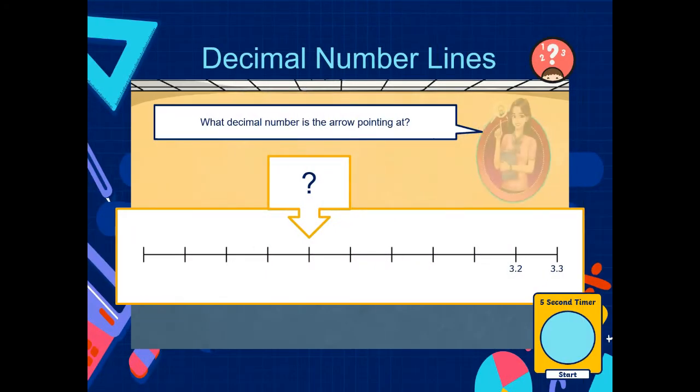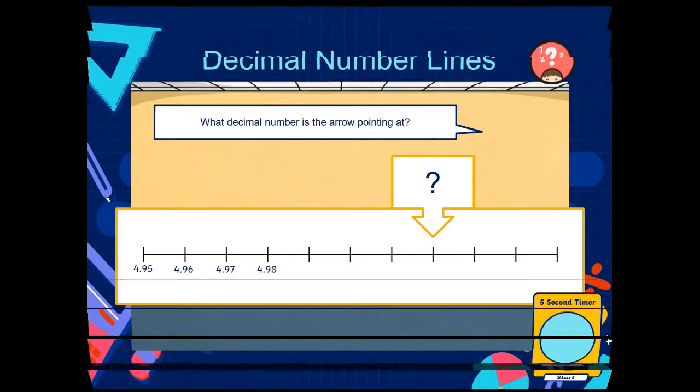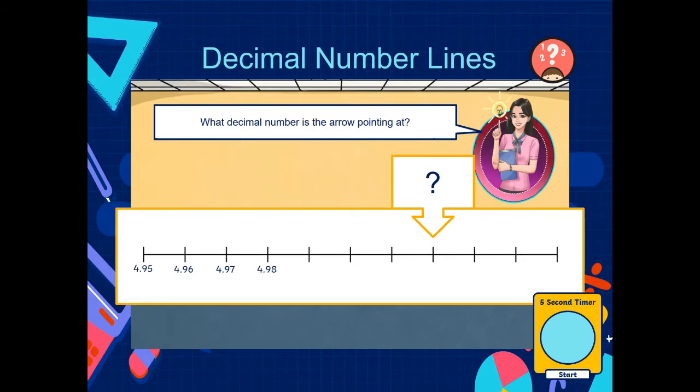Given two decimal numbers, 3.2 and 3.3, what is the decimal number where the arrow is pointing at? You got it right. The decimal number is 2.7 or 2 and 7/10. Let's try this one. Having the given four decimal numbers in the number line, the arrow is pointing at what decimal number?